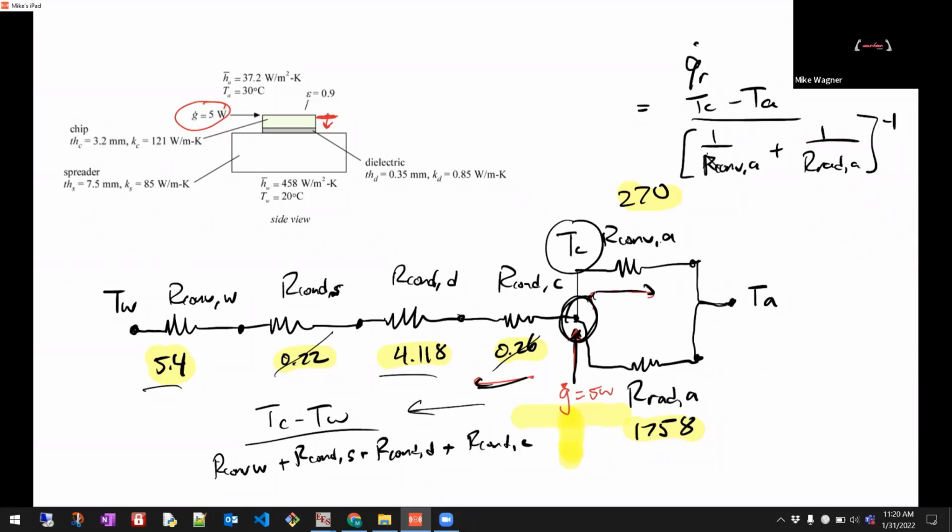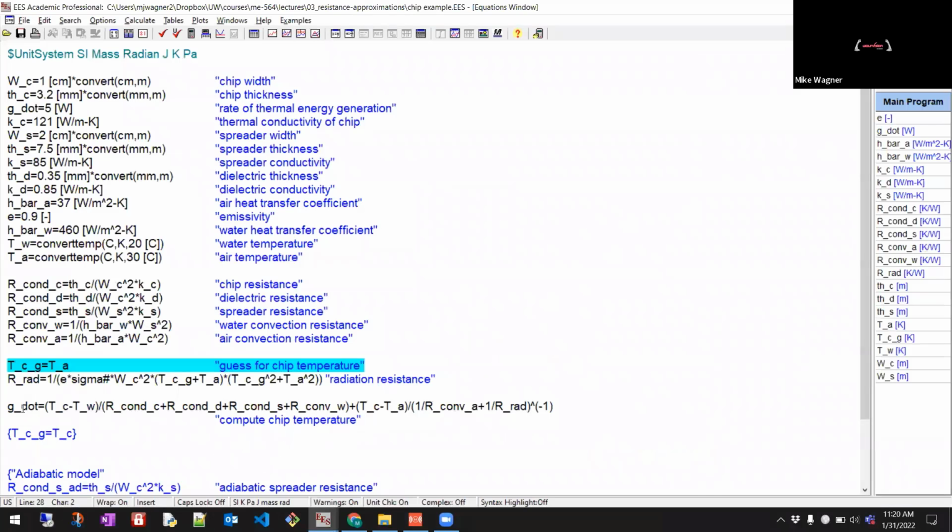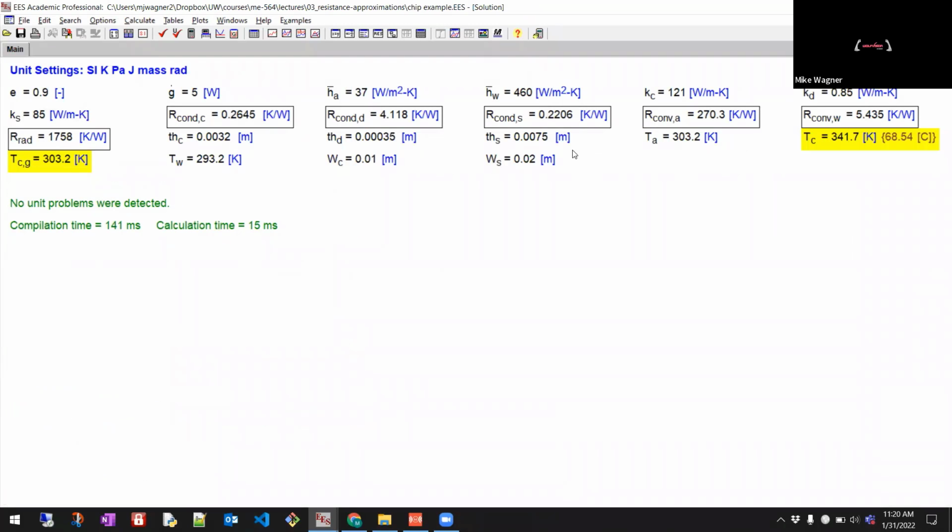So we'll take all that stuff, put it in an energy balance, which we did here. So here's our energy balance. We're saying G dot coming in has to equal what's going out. So TC minus TW and all that stuff in series, TC minus TA, and then our convection and radiation in parallel. So we can use this equation. Everything here is known except for TC at this point, where we solve for all of our resistances. Everything's known, so we could solve now for TC.